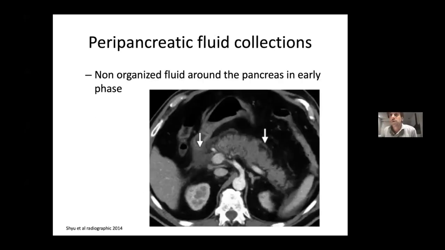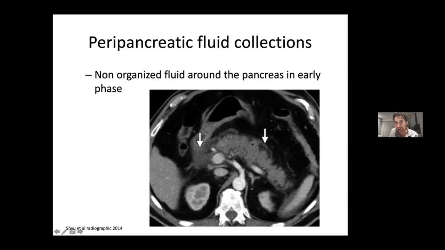So fluid around the pancreas is very important to understand, to know when it is fluid that you need to intervene on. This is an early scan, and the two arrows point at clearly pancreatic tissue, and this pancreas enhances normally. This is a scan with contrast. You can see there is contrast in the aorta. You can see the kidneys are enhancing. You can see the liver is enhancing. You can nicely see the pancreas enhancing.